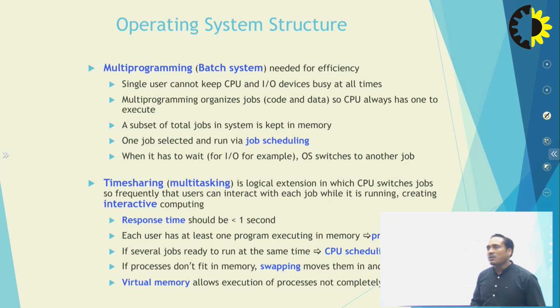Operating system structure. The operating system is divided into different types, like multi-programming system, time sharing, and real time. In multi-programming, multiple programs are running simultaneously and the CPU gives each of them time. Multi-programming is also known as job scheduling. Once a job is selected, it is run by the job scheduler. Job scheduling is a technique used in multi-programming.